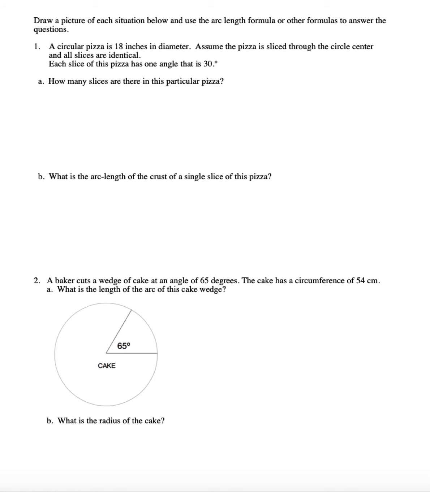A circular pizza is 18 inches in diameter. Assume the pizza is sliced through the circle center and all slices are identical. Each slice of the pizza has one angle that's 30 degrees. Let's draw the pizza.